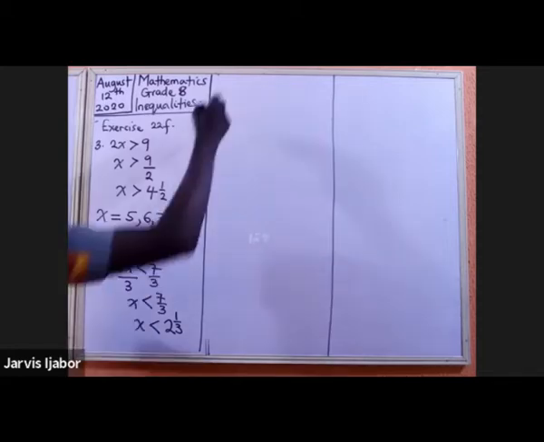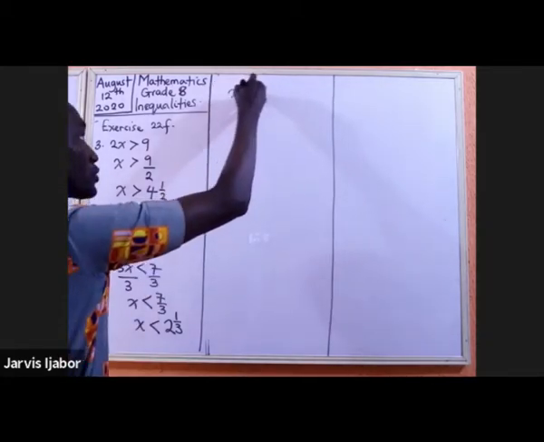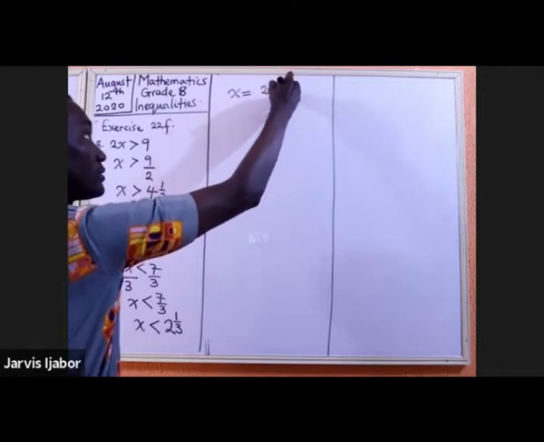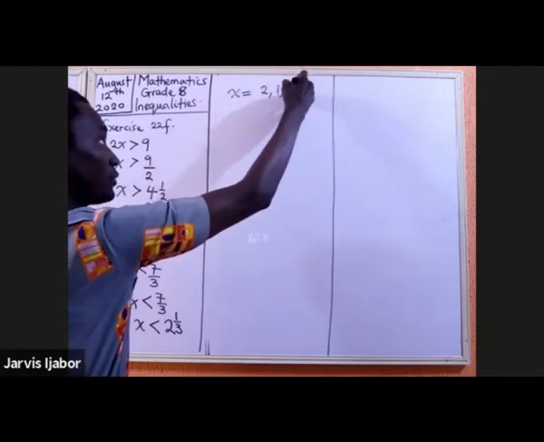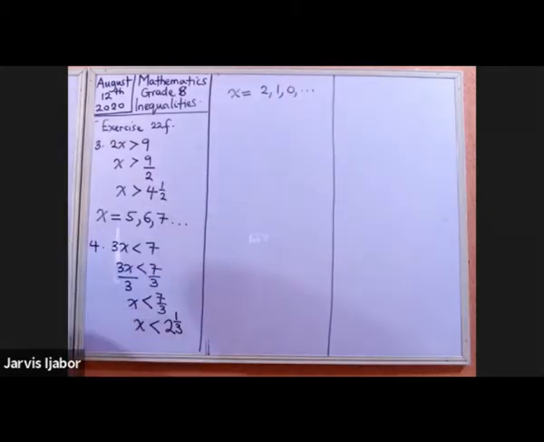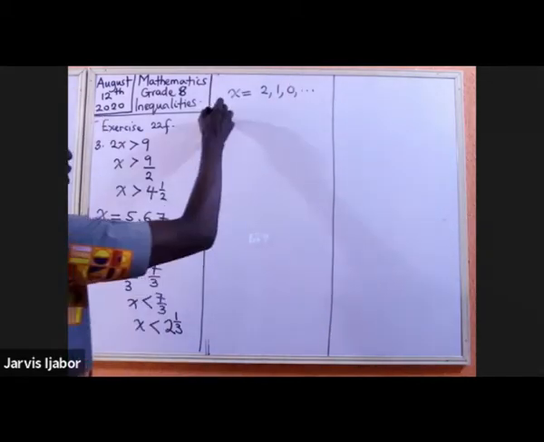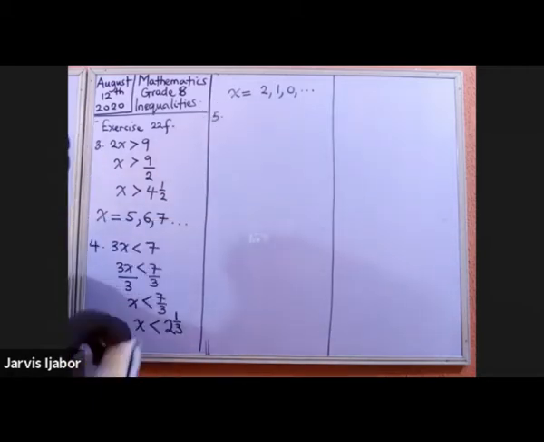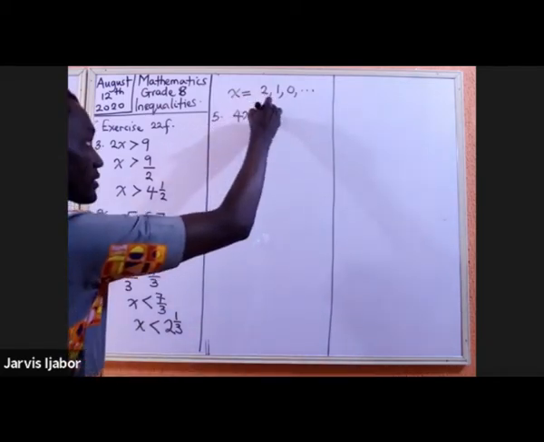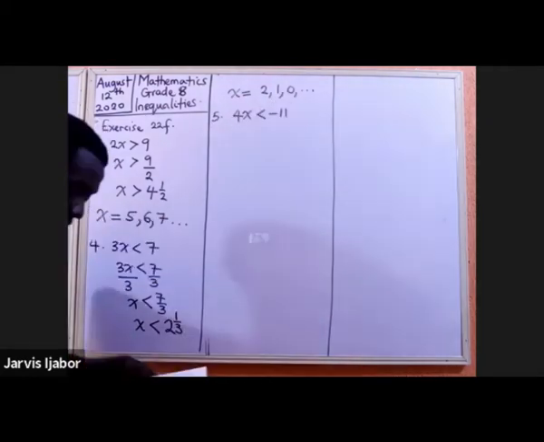So it means that x will be equal to 2, 1, 0, and so on. That's for question 4. Question 5. In question 5, we have that 4x is less than negative 11.